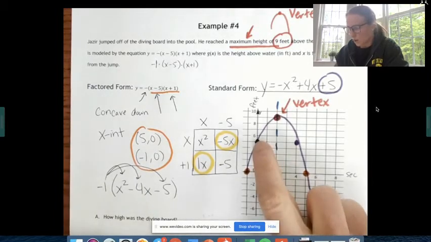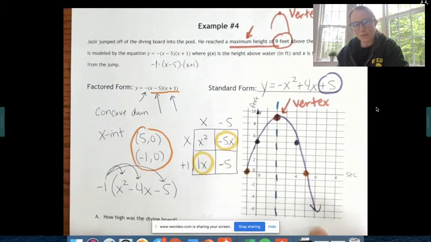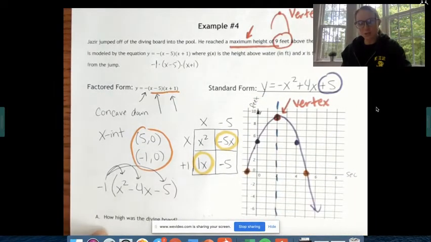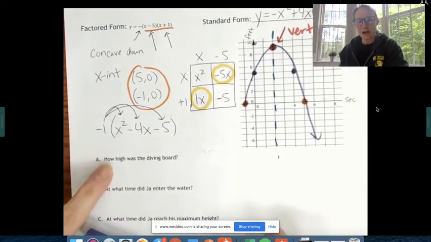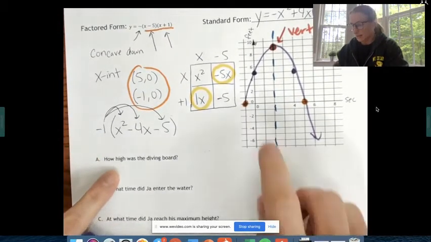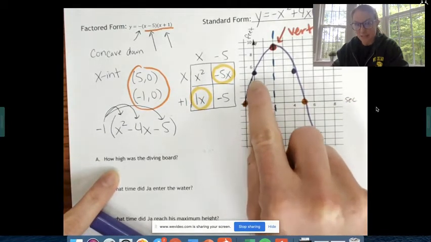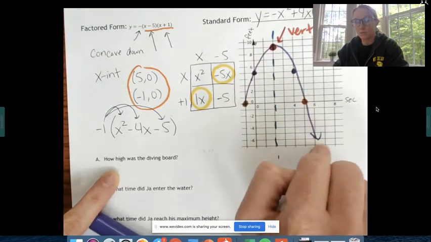So take a look here. Ja jumped off the diving board and into the water. All right, here's our seconds and here is our feet. Here's our parabola. So now we're going to answer these questions about Ja. How high was the diving board? All right, he was on the diving board at 0 seconds. So I'm going to go to 0 seconds. The diving board's located right here. And then he jumped up and into the water.